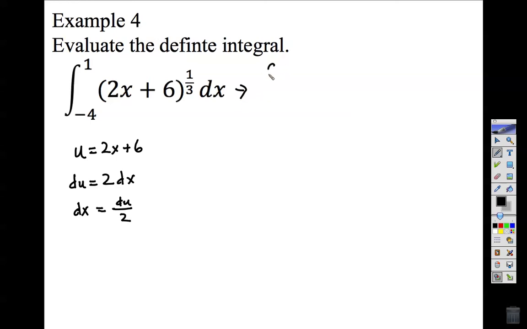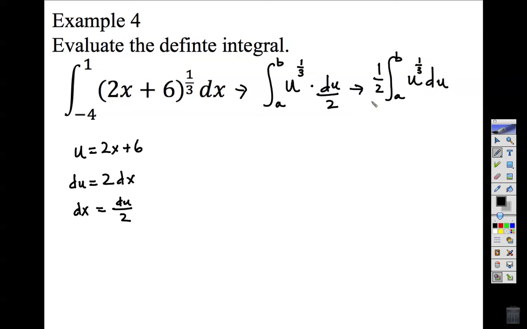Now to substitute, I am not going to use those symbols. I'm just going to use a and b. U to the power of 1 over 3 times du over 2. So that technically becomes 1/2 times the integral of my two limits of u to the 1/3 with respect to u. In order to integrate this, I need to add 1 to the exponent and then divide by the new exponent.